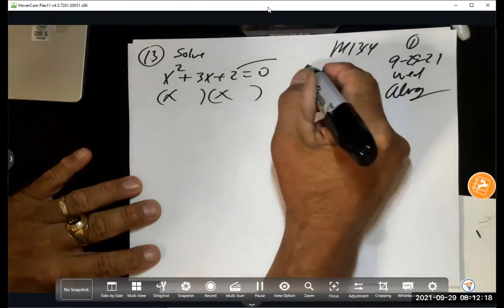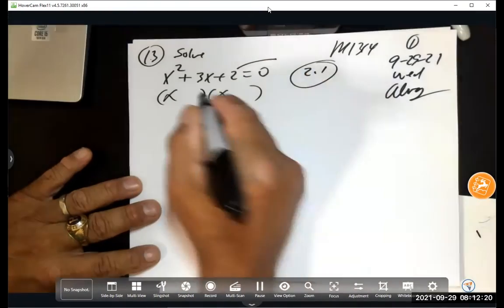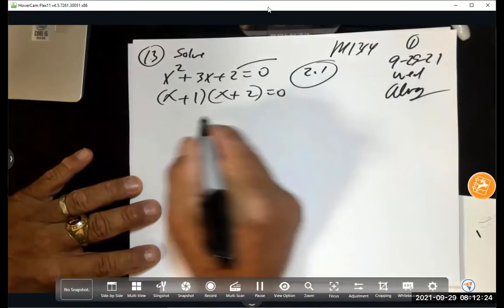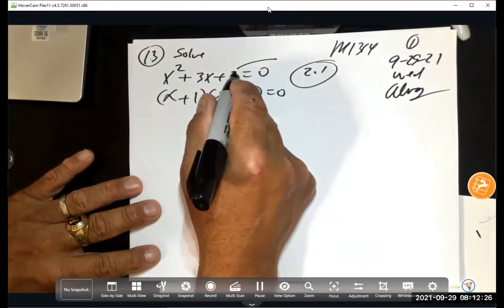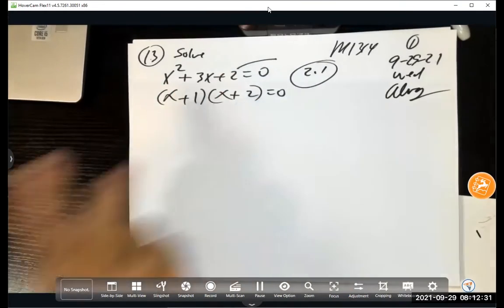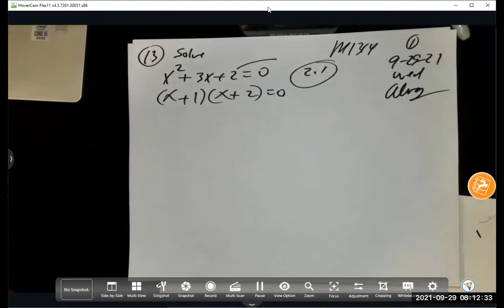Get the last number, you go 2 times 1, that's it. So it has to be 1 and 2. Now, see if that works. Does that work? 1 times 2, is that 2? Yes. 2 and 1 is 3. So that one and that one are the same. Is that okay for that first step?